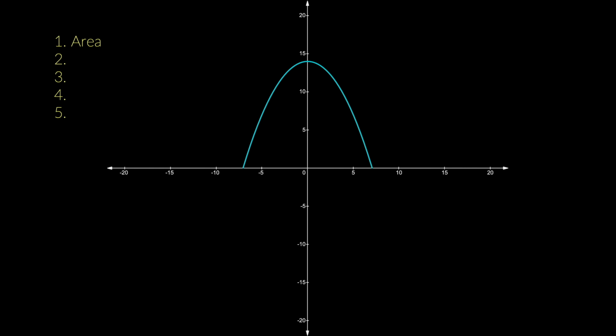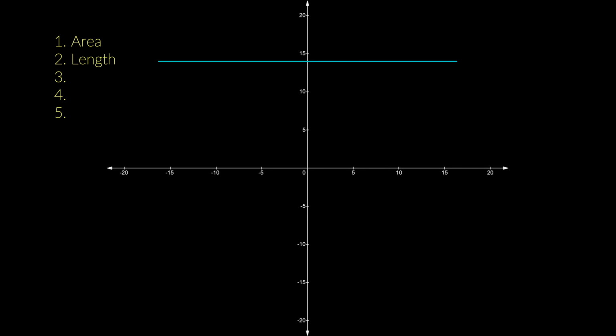The second property that calculus helps us find is the length of the curve. This was known historically as rectifying the curve, or finding a straight line with an equivalent length.